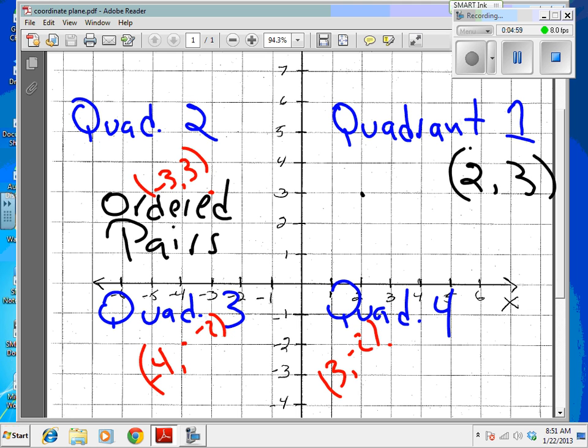Given those ordered pairs that I just showed you, what can you tell me about the numbers in quadrant 1? They will always be what? John? Quadrant 1 integers will always be positive integers. That is correct. You better write this down.